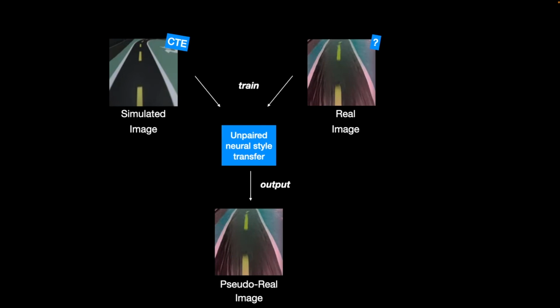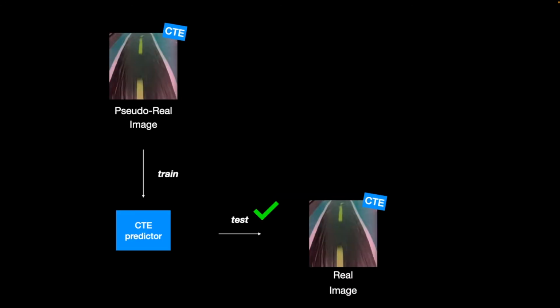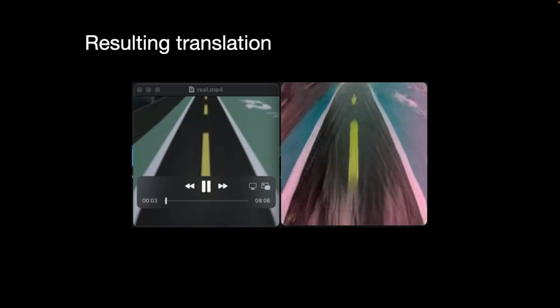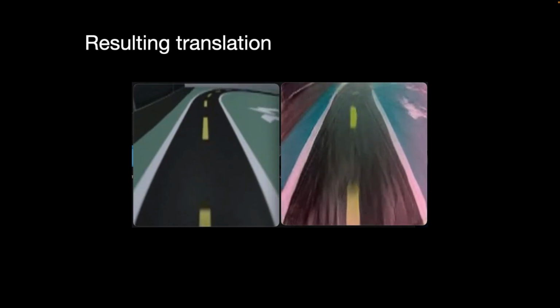And the assumption that we make here is that these two images, if the translation is accurate enough, should have the same label. So having the availability of many, let's say, pseudo-real images, at this point we can train a predictor of the metric of interest that is supposed to work also in the real world. So the results confirm that it is possible to achieve a quite accurate translation.